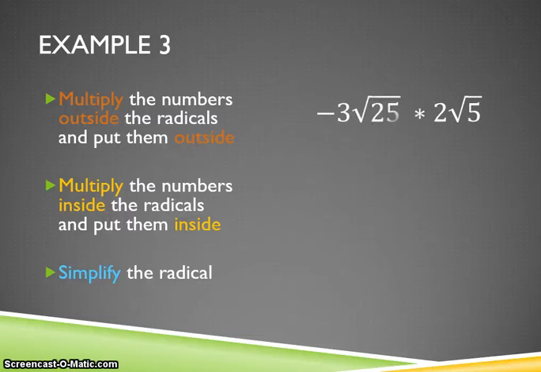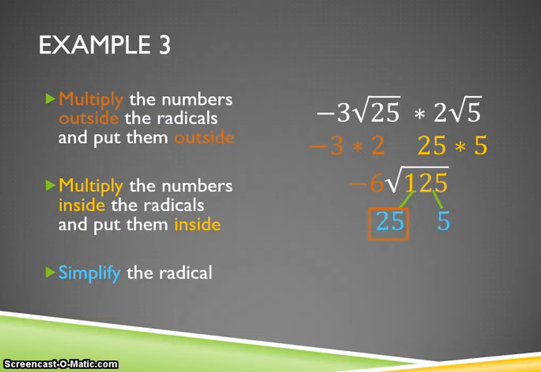The third example is negative 3 square root of 25 times 2 square root of 5. Again, multiply the outsides and the insides. So we get negative 6 square root of 125. Then we simplify the radical. The largest perfect square that goes into 125 is 25. We take the square root of that, which is 5, and we multiply it by the outside, the negative 6, and we get negative 30, and then put the 5 under the square root.